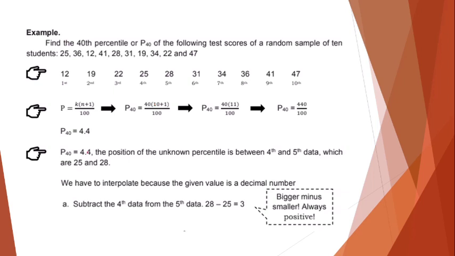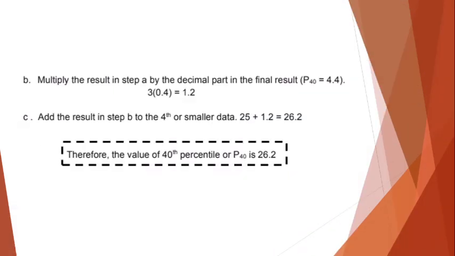So, yung 4.4 term. Wala naman 4.4, nabubulol ako. So, ano pong gagawin natin? Interpolate. Kasi wala naman kayo makikita dyan. So, 5th term minus 4th term, so 28 minus 25 is 3. Bigger minus smaller, always positive. Hindi pwede magnegative yan.